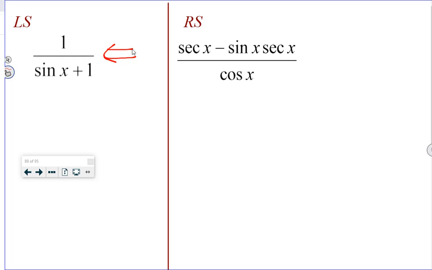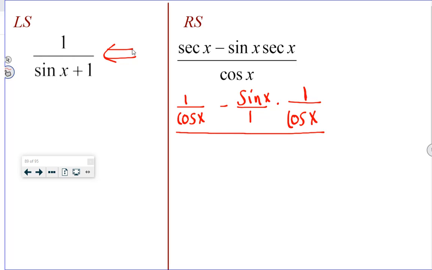Now I'm going to write everything in terms of sine and cosine. And if I do that, I'm going to have 1 over cosine of x minus sine of x times 1 over cosine of x. And notice how slow and deliberate I'm being in how I write this. Everything is lined up neatly. I've got things that are numerators like 1 and sine of x and 1, things that are denominators like cos of x and 1 and cos of x, and then on the bottom I have cosine of x.